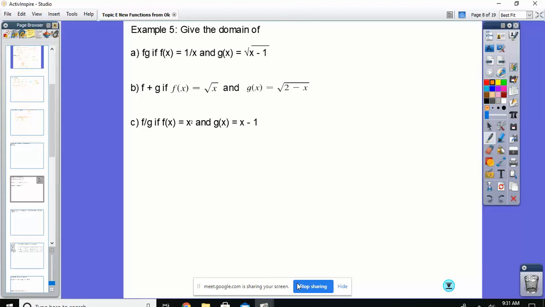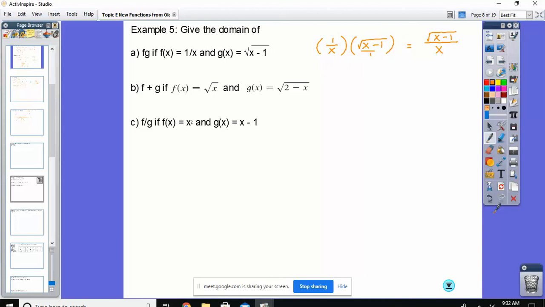Okay. So I didn't ask you to actually take f times g, but it's a good starting point if you're wanting to find your domain. You could easily do that. f of x is 1 over x. g of x is the square root of x minus 1. And this is just over 1, so if you multiply fractions, you just multiply the tops. So 1 times radical x minus 1 is radical x minus 1 over the bottom.